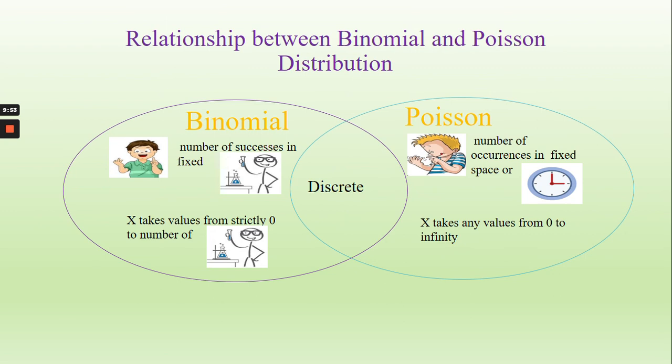As for Poisson distribution, the random variable x will count the number of occurrences in a fixed space or time. I want to underline that. One is the number of successes in a fixed experiment, but this one is the number of occurrences in a fixed time. So the random variable x will take any value from 0 to infinity. So that is where the difference is.